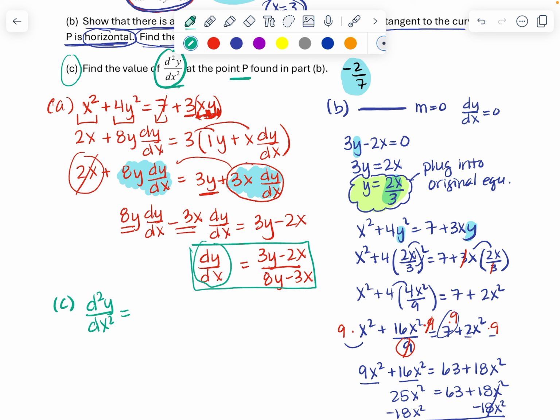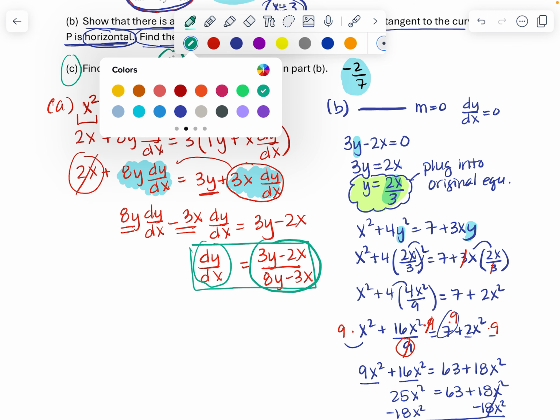Okay, now here is the fun part. I have to derive this. Okay, this is utterly disgusting. It's quotient rule. So I'm going to do low. Actually, you know what I'm going to do? I'm going to move this over because there's no way this is going to fit. Okay, so let's do that over here.